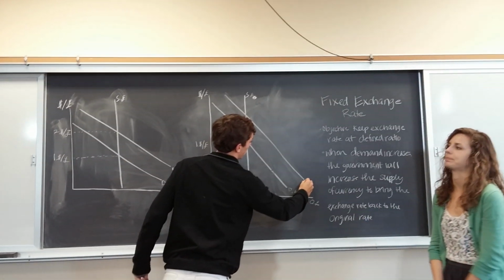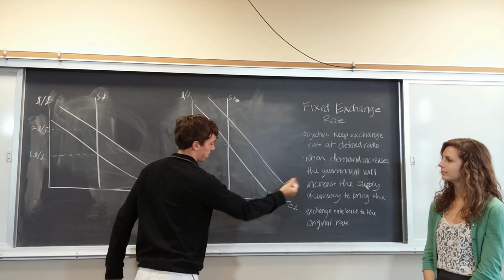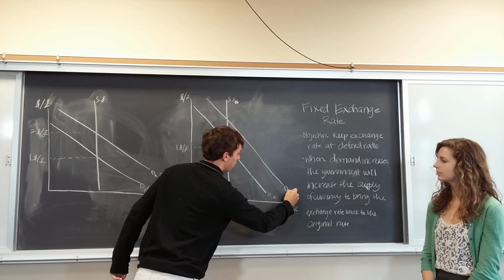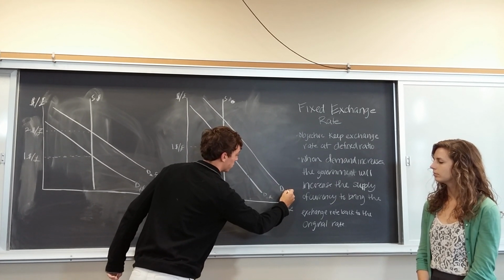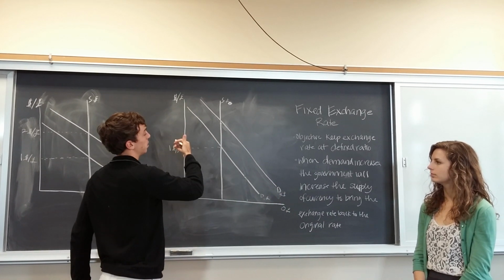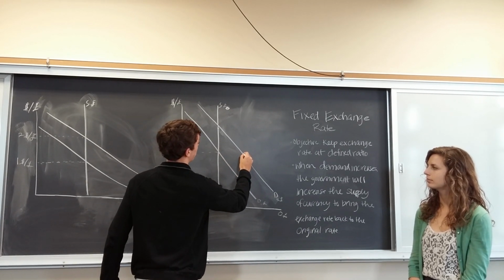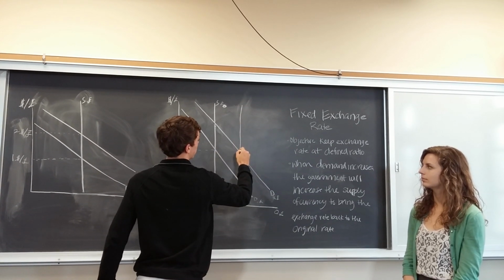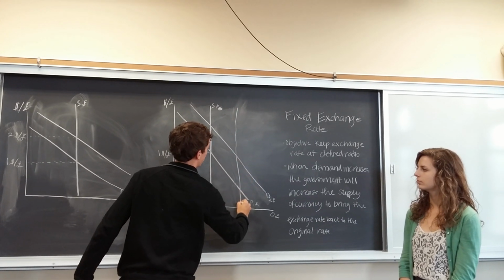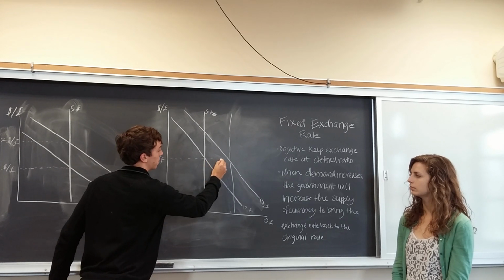to the original rate. So as you can see here, I just showed the demand curve, demand for pounds increasing, and under a flexible exchange rate system, this would cause the exchange rate to fluctuate, to increase. But in this case, the government is actually going to increase the supply of money because they have, for political reasons, would like to keep the exchange rate at $1 for 1 pound.